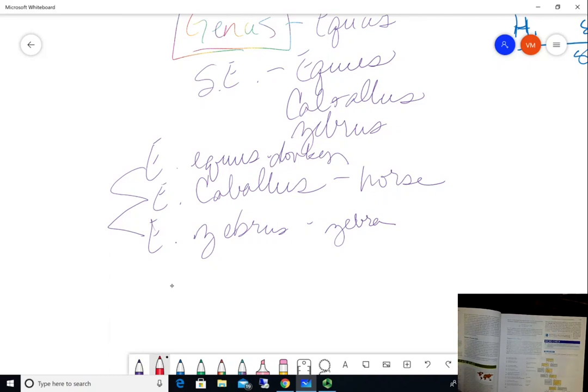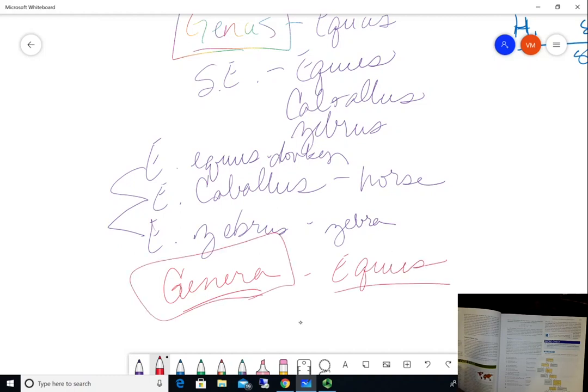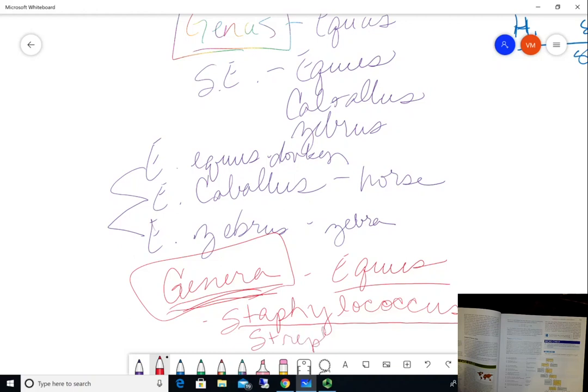So the genus, so if we said genera, the genera Equus has donkeys, horses, and zebras. So you'll hear us talk about genera and genus a lot when we talk about bacteria, because you notice, for example, staph. Okay? A lot of you know staph, Staphylococcus. Very common bacteria that tends to be opportunistic and cause a number of different types of skin infections. So Staphylococcus is very common, and along with, we already talked about Streptococcus.